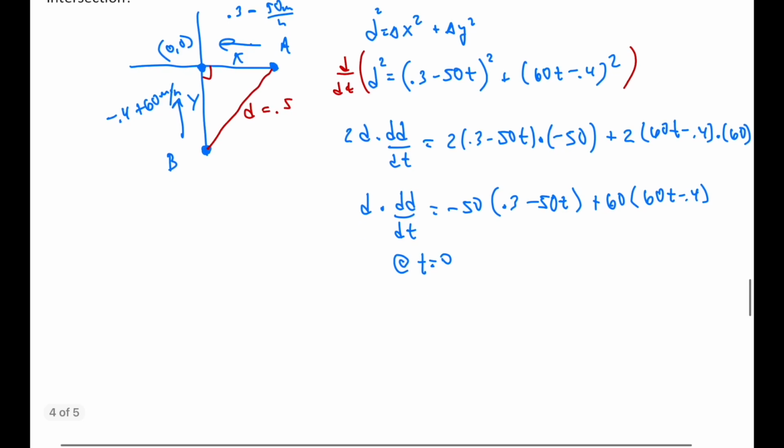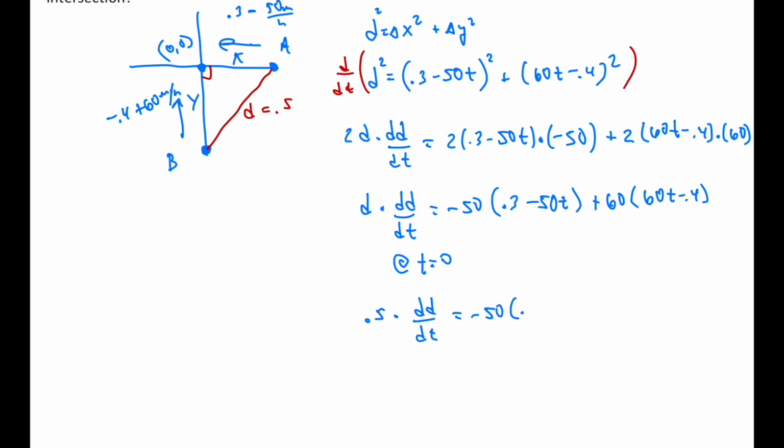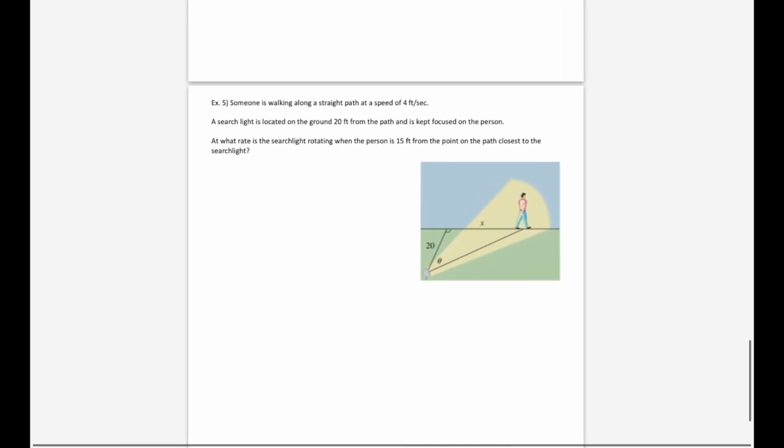Plug everything in. So we've got 0.5 times dd/dt equals negative 50 times 0.3 plus 60 multiplied by negative 0.4. And then you can solve for dd/dt as you wish. Notice it's going to be negative. Why is it going to be negative? Think back to the example. Make it make sense.